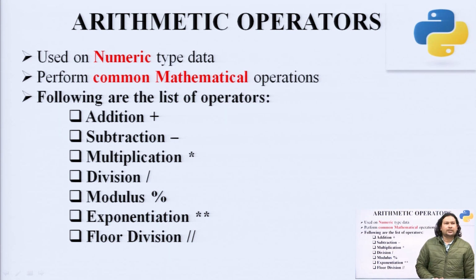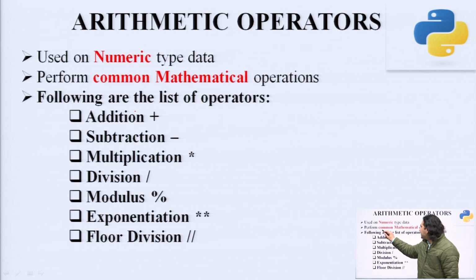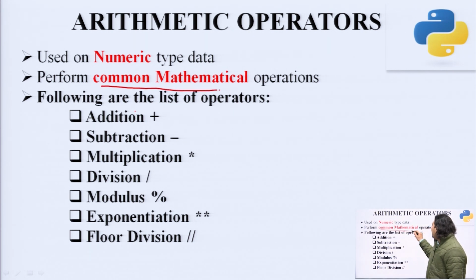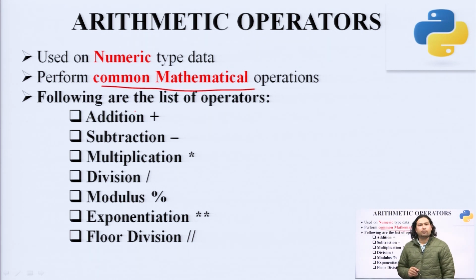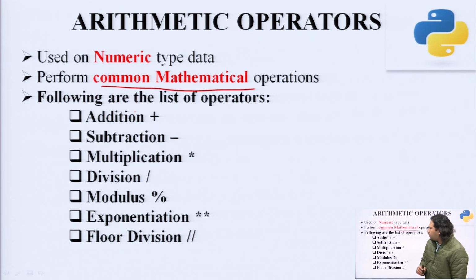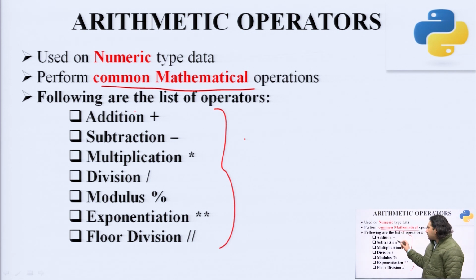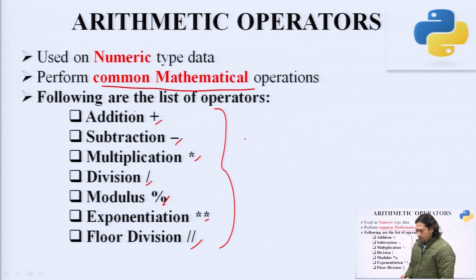Now, these operators are basically applied to numerical data types, because these are generally considered common mathematical operators, just like your plus, minus, multiply, division. These are taken under this heading of arithmetic operators. You can see that we have the list of the arithmetic operators, that is plus, addition, minus, multiply, division, modulus, exponentiation, and the last one is floor division.